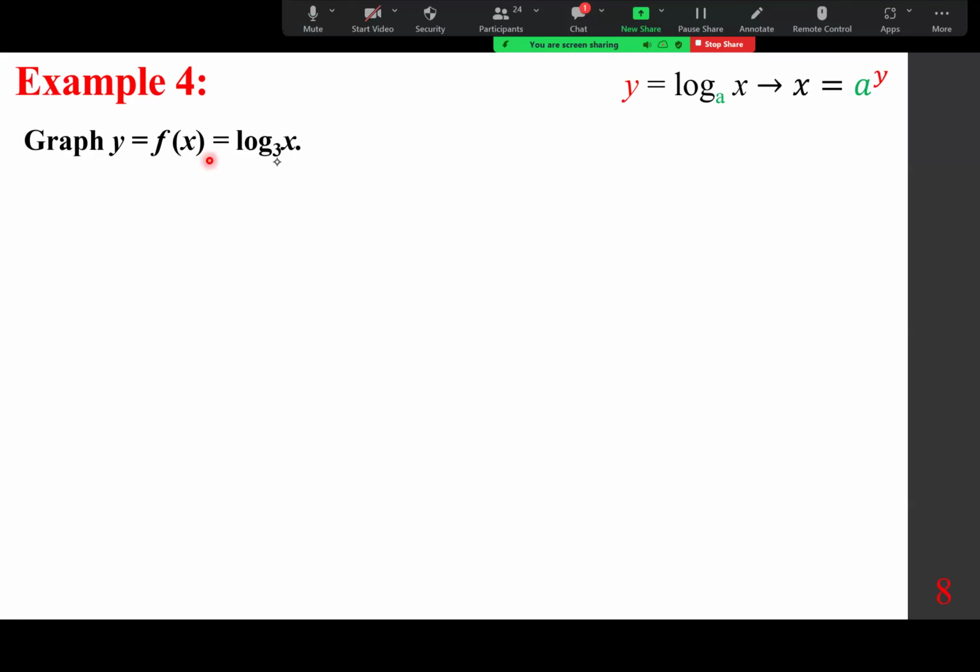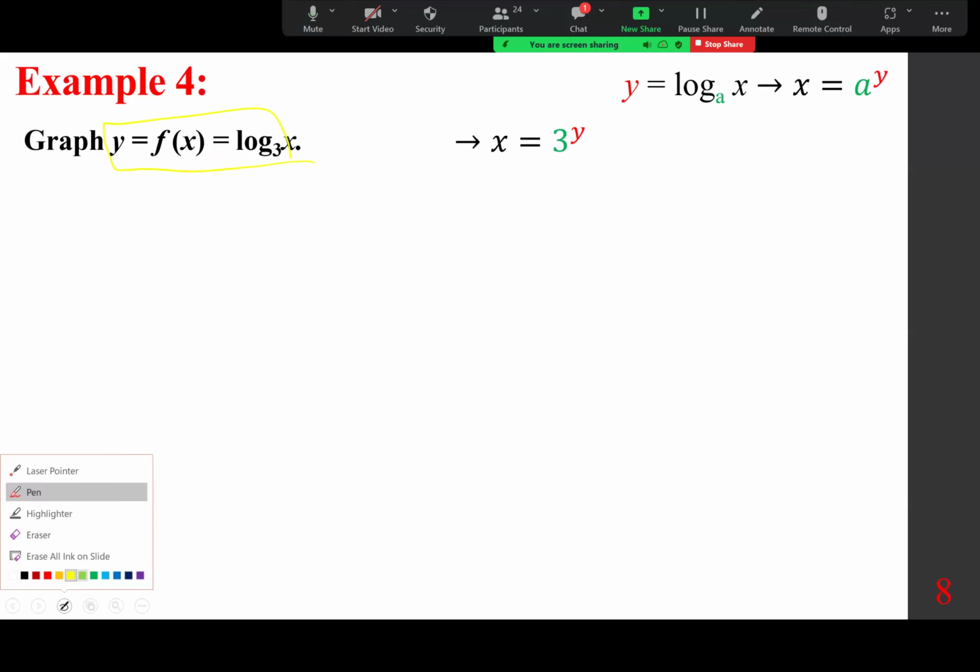All right, we want to graph y equals f of x, log x base 3. And we are going to rewrite this as 3 to the power of y equals x. If it makes it easier, class, you can rewrite it in the following manner: log x base 3 equals y. And then you look at this here. And obviously, we're going to pick y first.